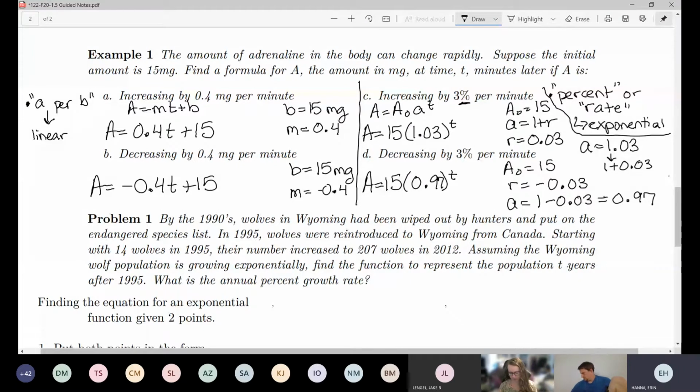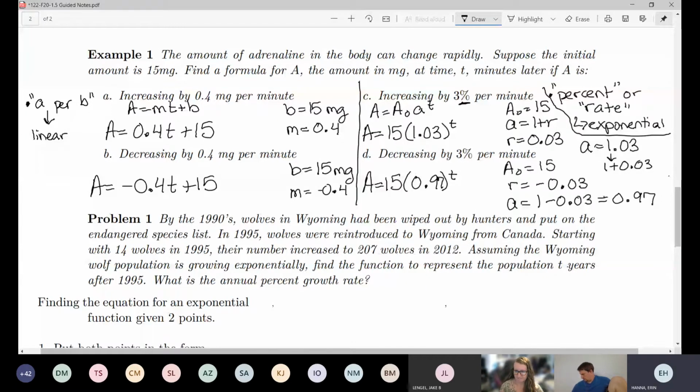Which is essentially why our A value is never 0, because even if we decrease by 100%, then it would be 0, but that doesn't really make any sense because then it would just be constant. But anyway, so A, again, should never be negative. Should always be a positive number.